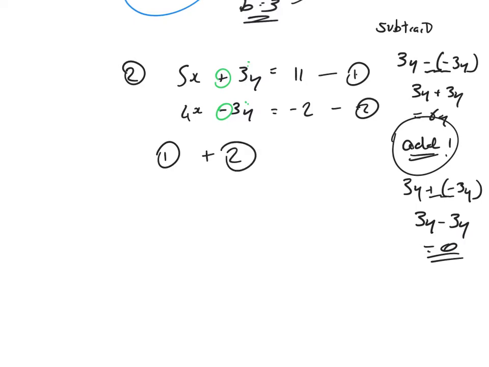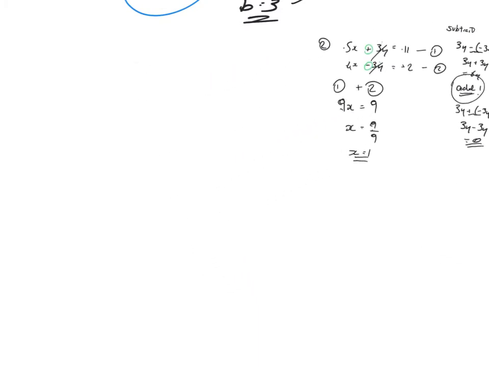Equation 1 plus equation 2. 5x plus 4x is 9x. 3y plus minus 3y cancels out. And then 11 plus minus 2. Well, 11 add on minus 2 is 9. I'm going to bring the 9 down, divide. x equals 9 over 9, and x is equal to 1. Okay, x equals 1.